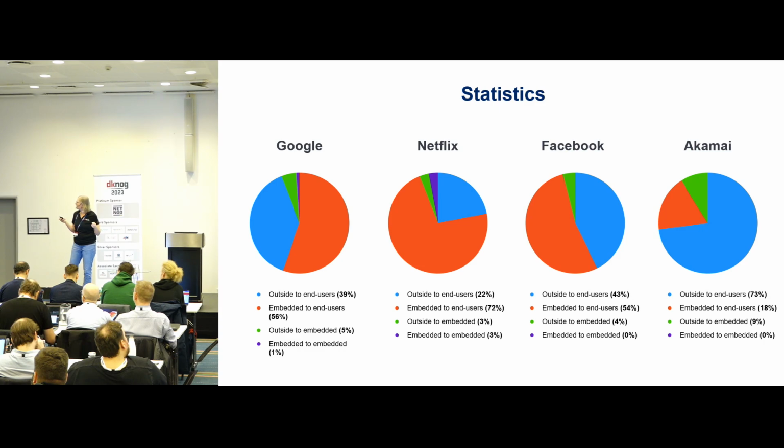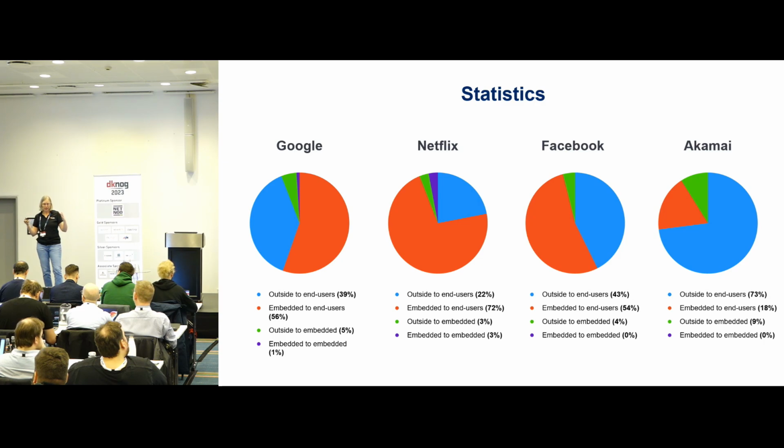And 56% coming from the embedded servers to the end users, 5% filling the servers from outside, and 1% going from the internal servers to internal servers. For Netflix, we have a way higher amount of traffic coming embedded to end users. And also a note that we have a higher going from embedded to embedded. I'm going to talk about why that is a little bit later.